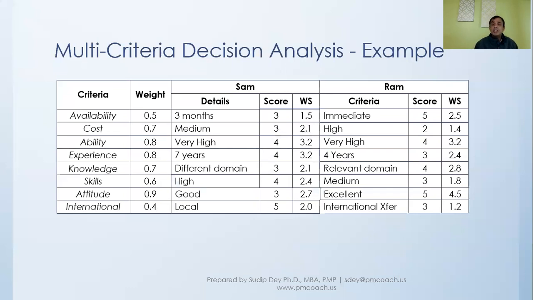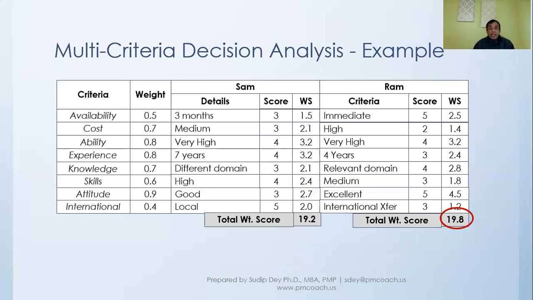Then we sum this up. The total weighted score for Sam has come out to 19.2, and the total weighted score for Ram has come to 19.8. So what happens is, in this multi-criteria decision analysis, we find that Ram is our candidate. So this is how we do the multi-criteria decision analysis.